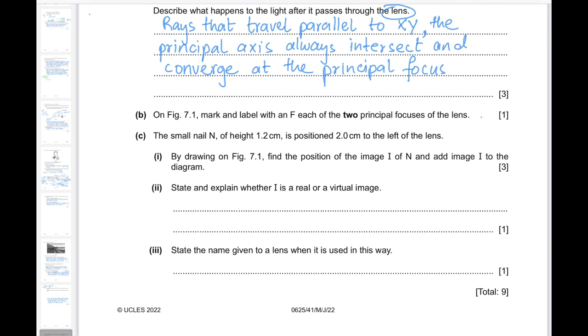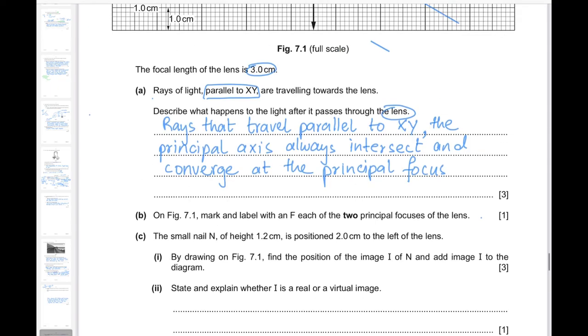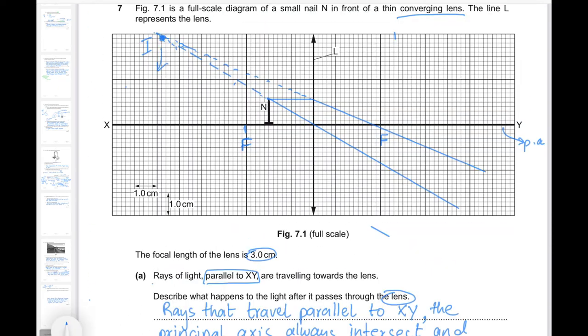To state and explain whether I is a real or a virtual image. Again, this is a virtual image, as the rays of the light do not meet. So these lines which we have drawn over here are not real. They do not actually meet, which is why the image is virtual.